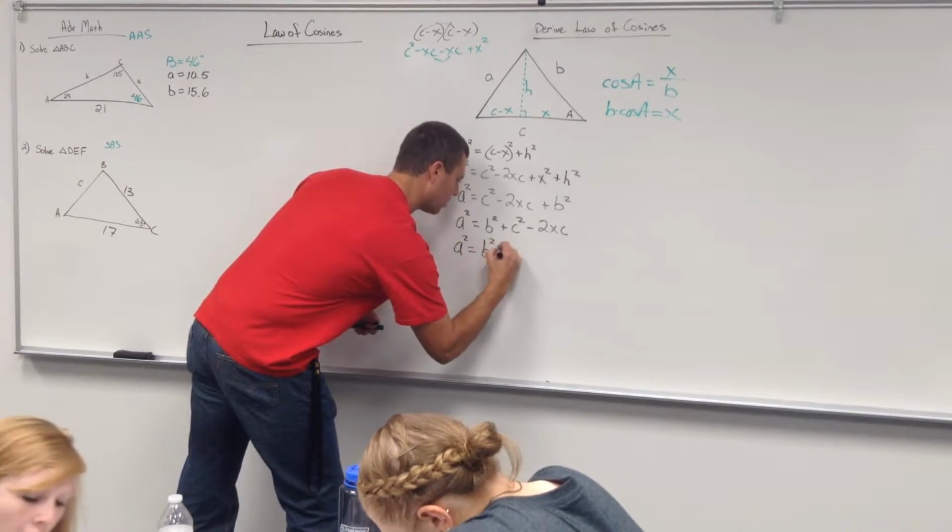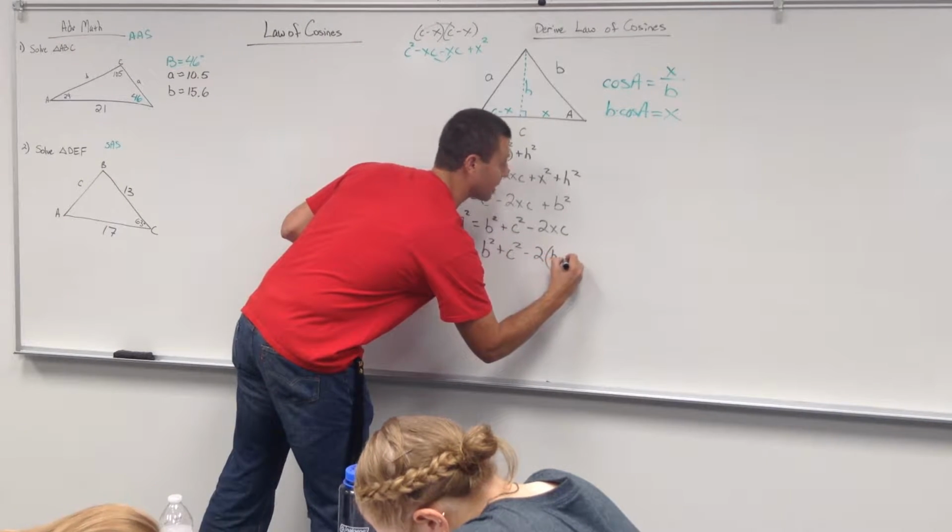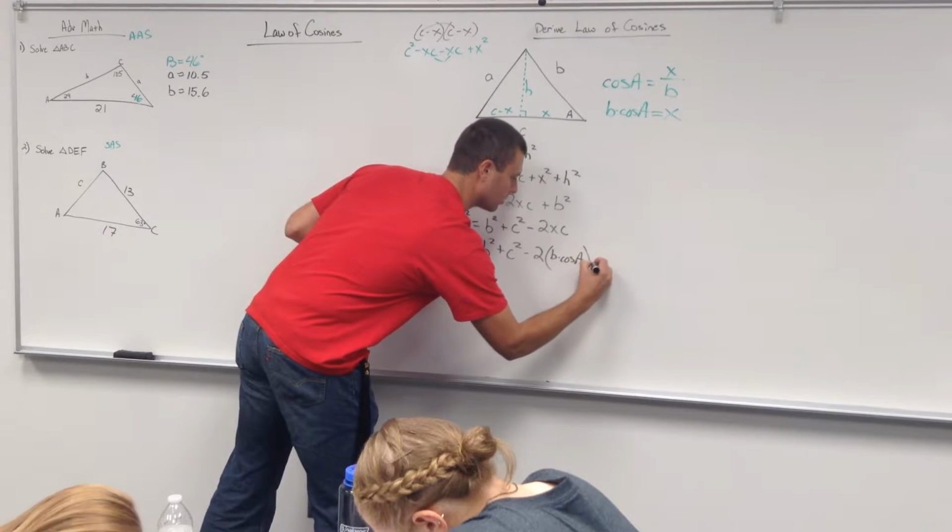a squared equals b squared plus c squared minus 2. Right now I'm going to substitute it in exactly as it is up there, so I'm not losing anybody.